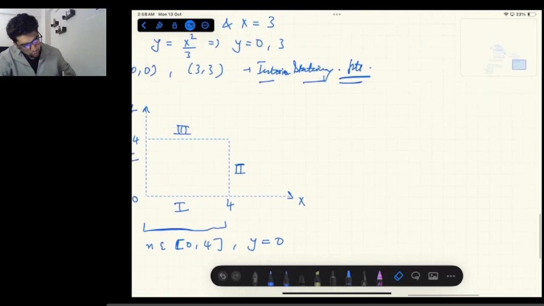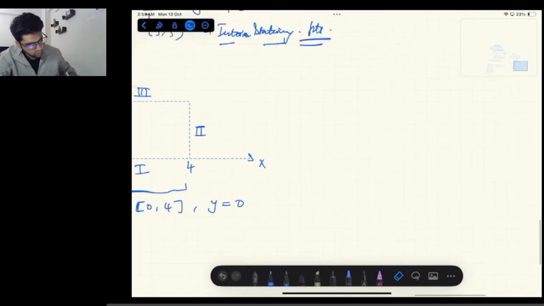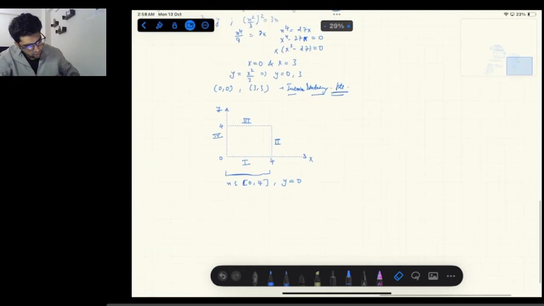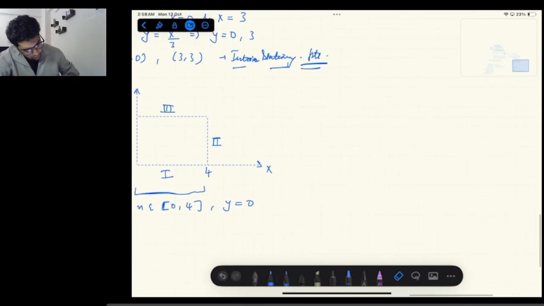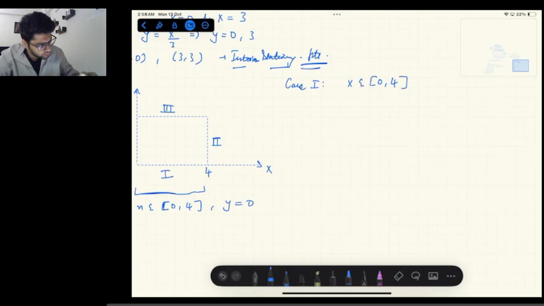So I have to write 4 cases now. I'll just be using this graph again and again. So for case 1, I am just going to solve case 1, case 2, case 3. So case 1, x belongs to 0, 4, right? So x belongs to 0, 4. This is the case 1.